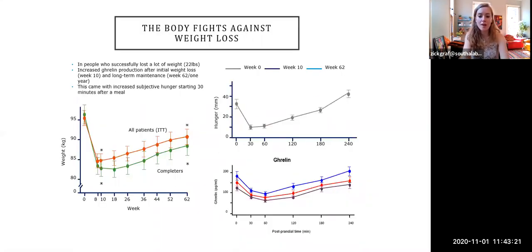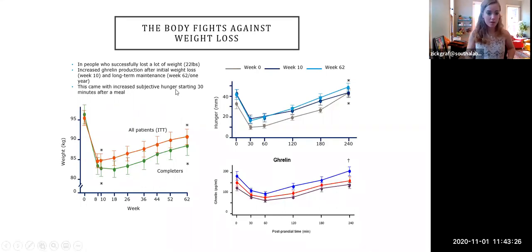This is a similar study showing how the body fights against weight loss. So this is people who successfully lost an average of about 22 pounds. This figure shows the trajectory of their weight loss. So they lost these 22 pounds in an 8-week intervention program where they ate a really low calorie diet and exercised a lot. Over time, and this is what we see with almost every weight loss study, their weight kind of crept back up, although they maintained some of their weight loss. But what's happening here is that what's also creeping back up is their ghrelin production and their subjective experience of hunger.